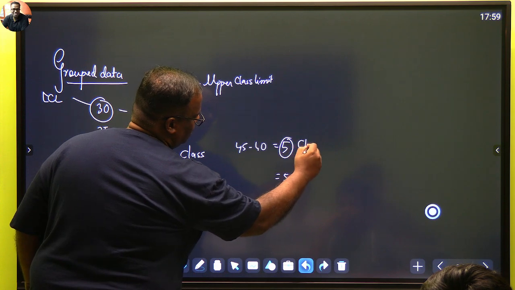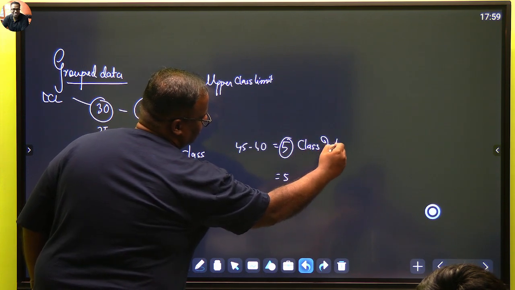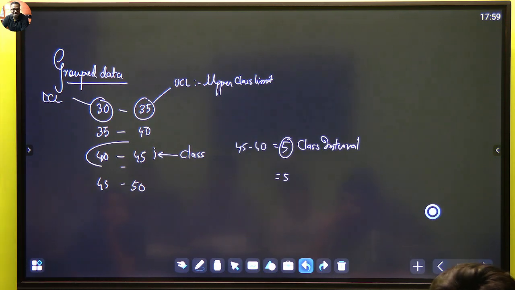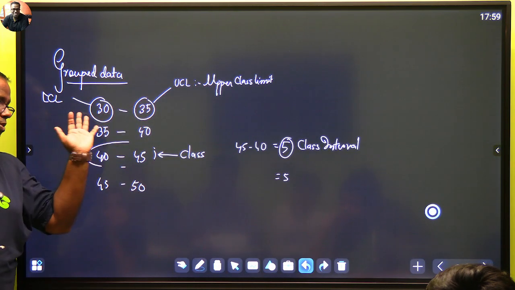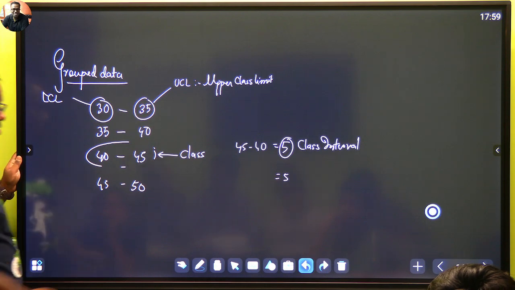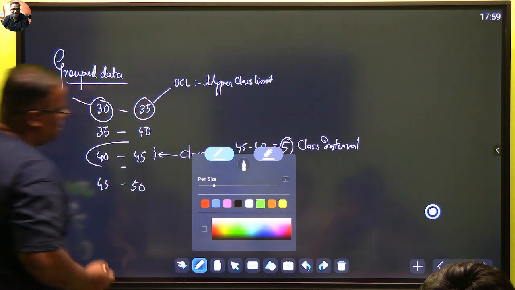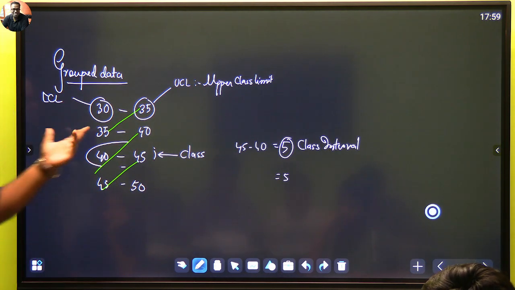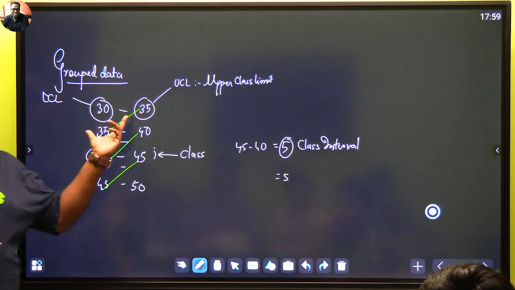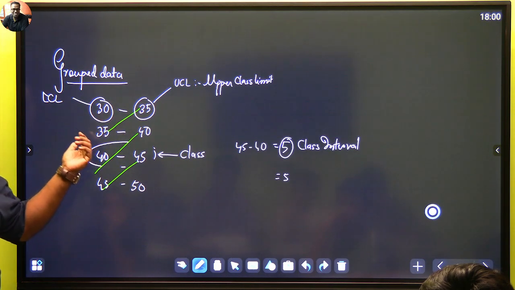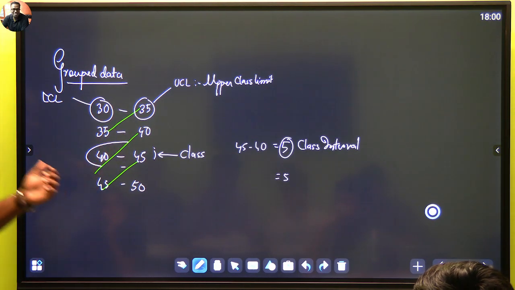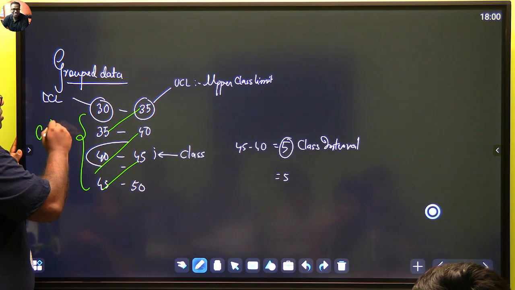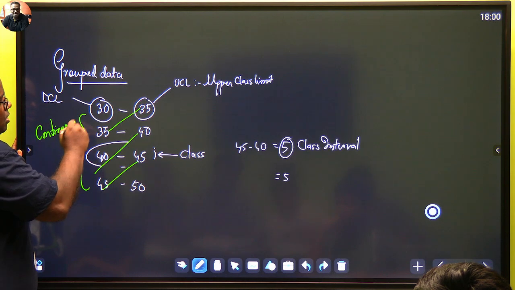This is known as my class interval. My class interval is 5. 5 के इंटरवल पे क्लासेस बने हुए हैं. Are we fine? Okay. ये अपर क्लास लिमिट हो, ये लोअर क्लास लिमिट. अब दूसरा चीज देखेंगे. You just check the diagonal relationship now. If you find that in the diagonal relationship the upper class limit of the preceding class is equal to the lower class limit of the next class, then such a type of distribution is known as continuous distribution. उसको हम बोलते हैं कंटिन्यूअस.